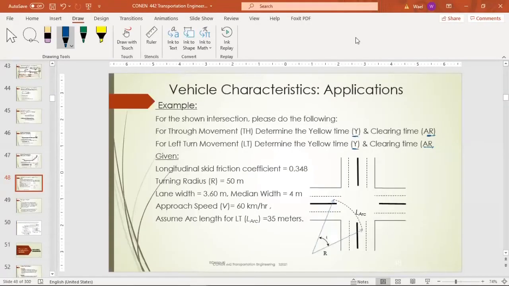Okay, in this example, we are going to explain how we are calculating the yellow time and the orange time for through movement and left turn movements. So basically, yellow time and the orange time together form the transition period between the green interval and the red interval.